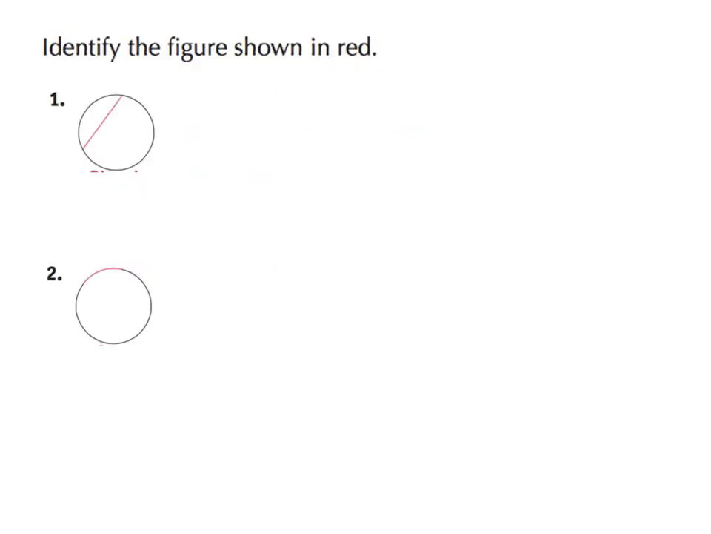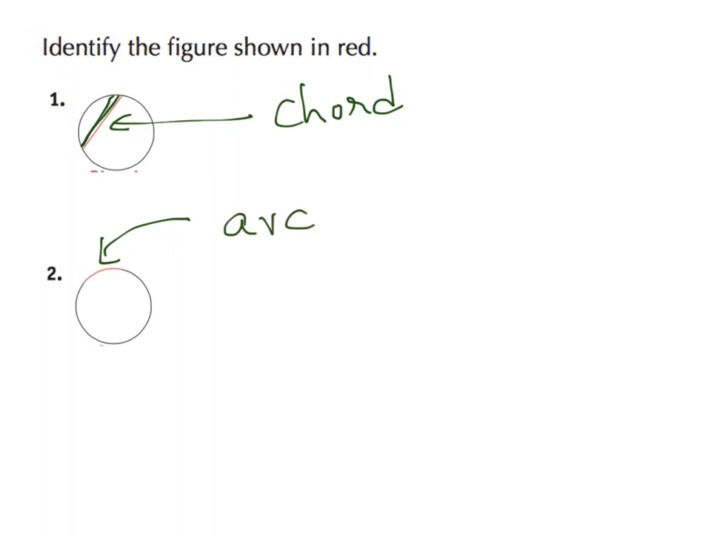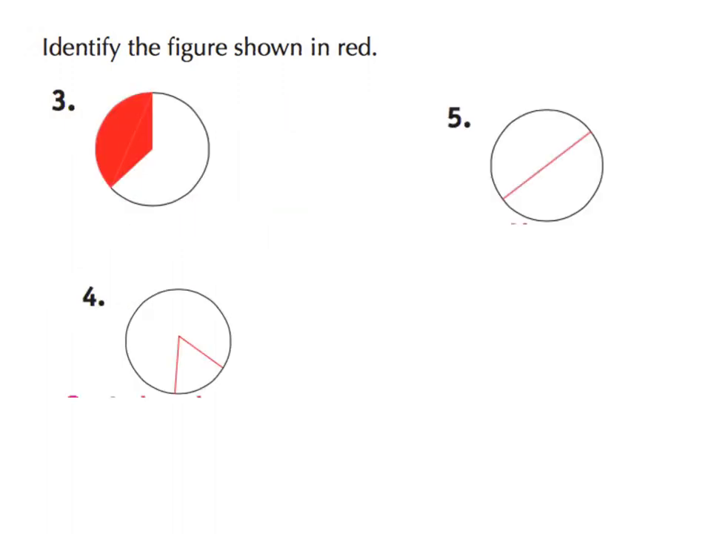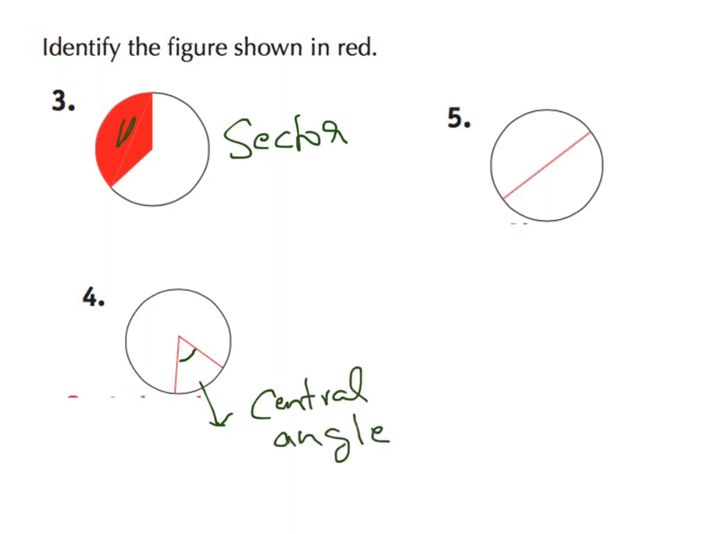Identify the figure shown in the red. So what is this? It is a chord. What is this? It is an arc. What is the shaded region? What is this? It is a sector. What is this angle? It is central angle. What is this? It's the diameter.